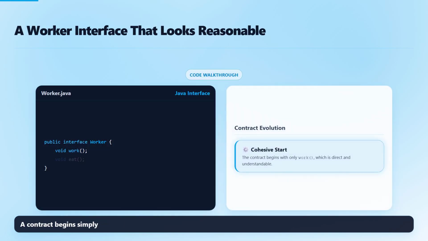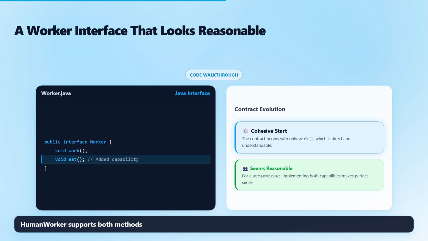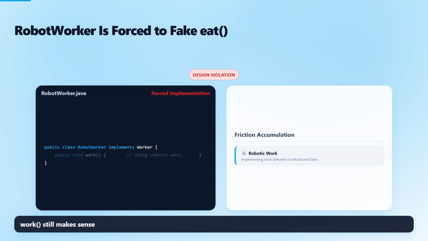Start with a worker interface that requires work. That requirement is easy to understand. Add eat to the same contract. For a human worker, both work and eat are meaningful, so this broader interface still looks reasonable. RobotWorker can work, so implementing worker may still seem natural at first.